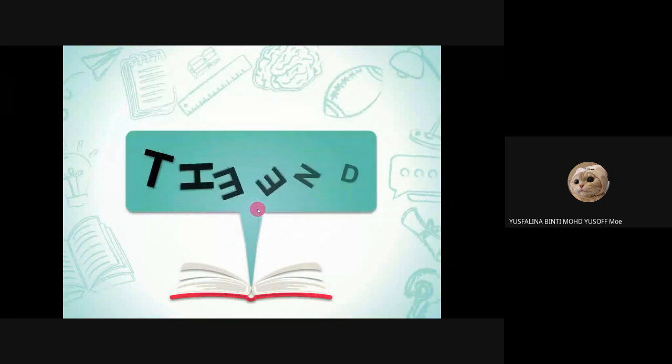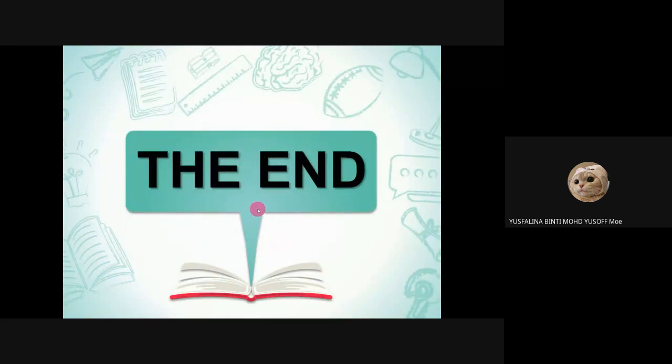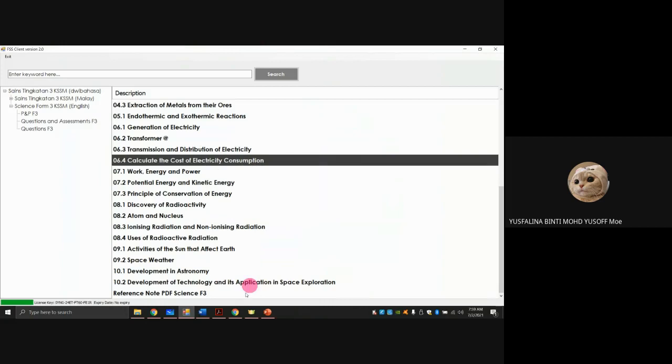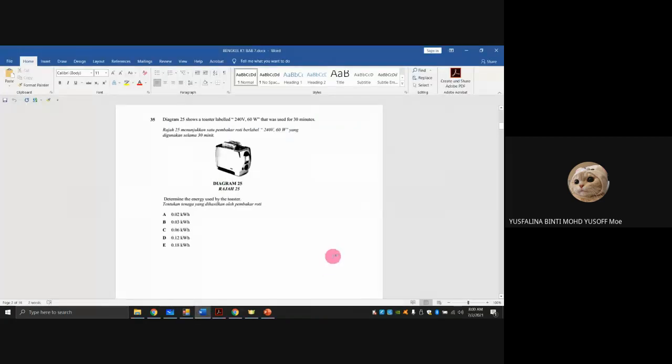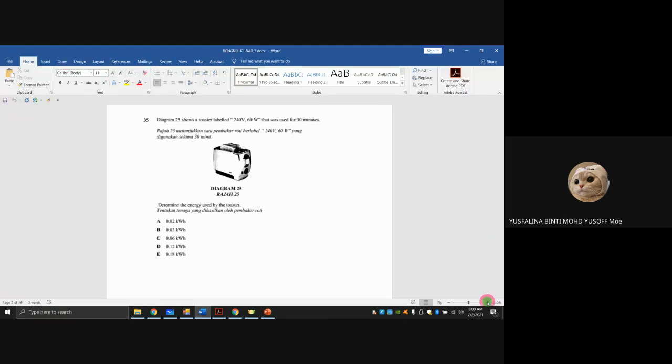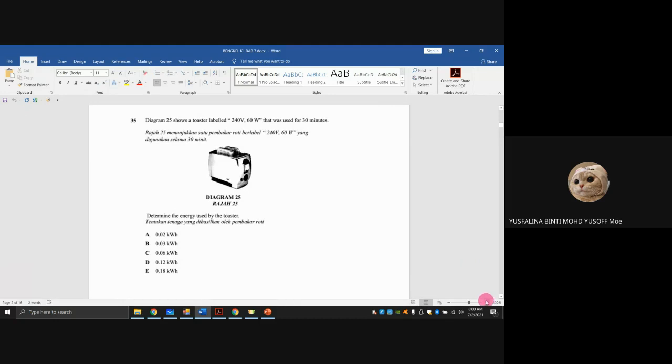Okay, so that's for calculating the electrical energy. Now I will give you one question, and you have to try to answer. Let's see this one. They ask you to determine the energy used by the toaster. Let me make it bigger. So try to calculate this one.